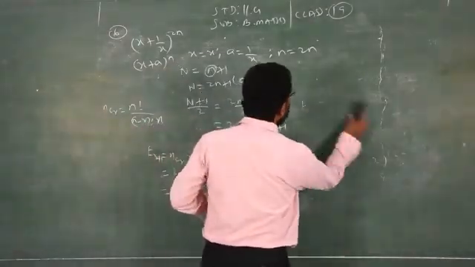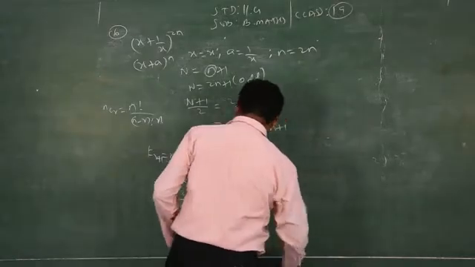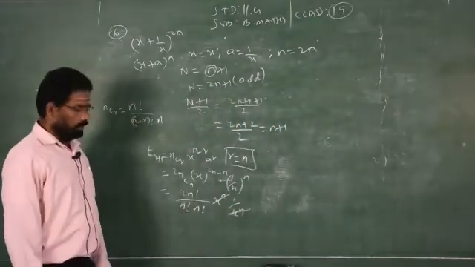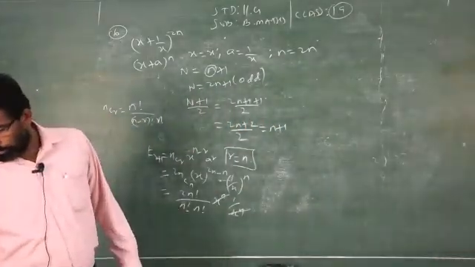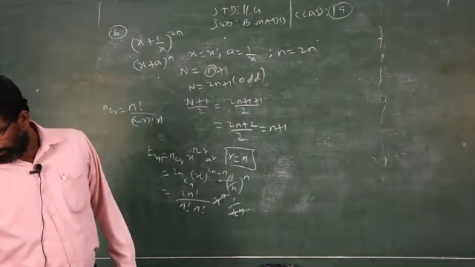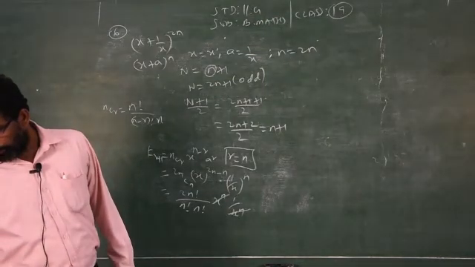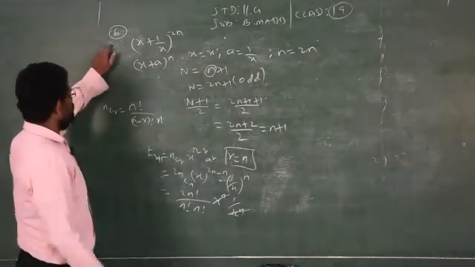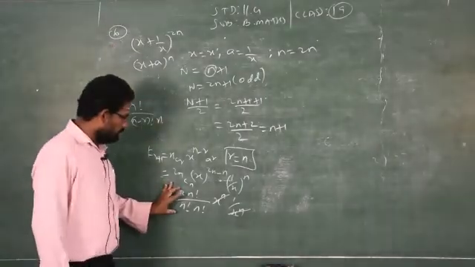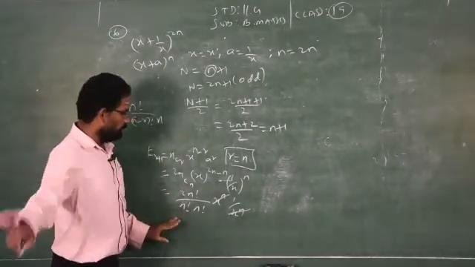Now you have to prove the conditions. The answer is over, but you are asked to prove that 1 into 3 into 5 into ... into (2n minus 1) times 2 power n by n factorial. Refer to question number 6. So the answer is over, but you have to prove some conditions.